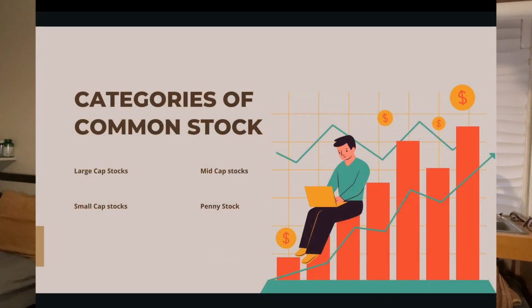The third topic I want to go over is categories. Now common stock is divided into 4 categories. At times you can divide it into 5. I think it's 4 categories, which are large cap stocks, mid cap stocks, small cap stocks, and then comes the lowest one, penny stocks, or you can also say micro cap stocks.